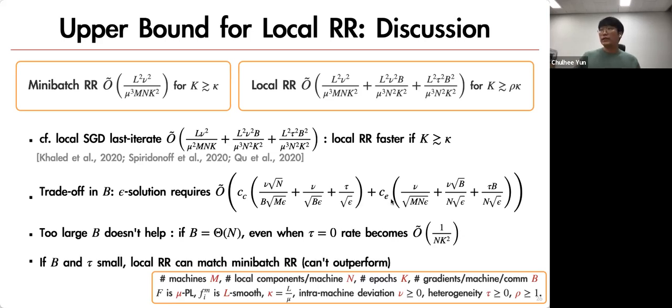And it is left to compare these two rates. We can see that if B and tau are both sufficiently small, the local random reshuffling's rate can be the same as minibatch random reshuffling. However, under our assumptions on the function space, it seems difficult for local random reshuffling to outperform minibatch random reshuffling.